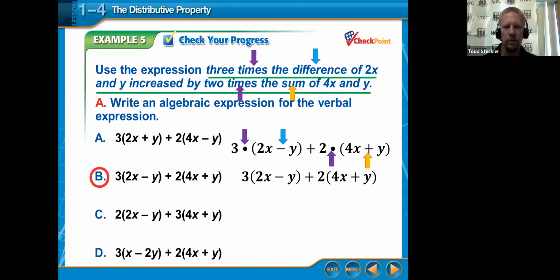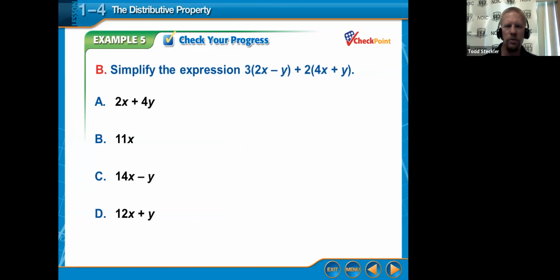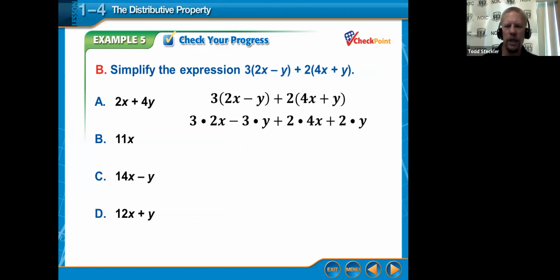Now let's use that expression and let's simplify it using the distributive property. So we'll take 3 times 2x minus 3 times y plus 2 times 4x plus 2 times y. Now from there, if we do the multiplication, 3 times 2x is 6x, 3 times y is 3y, 2 times 4x is 8x, and 2 times y is 2y.